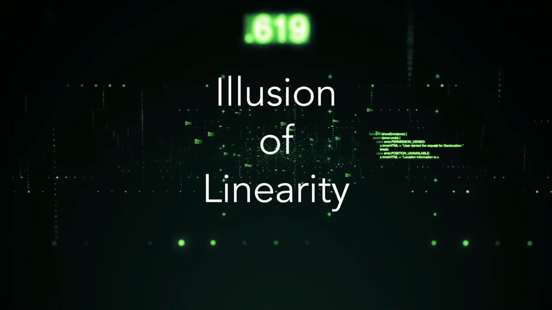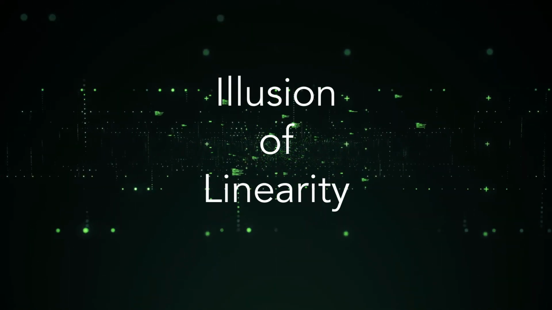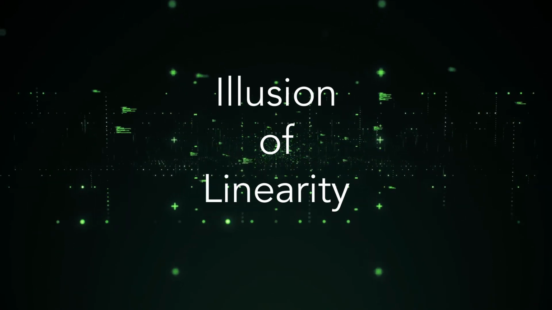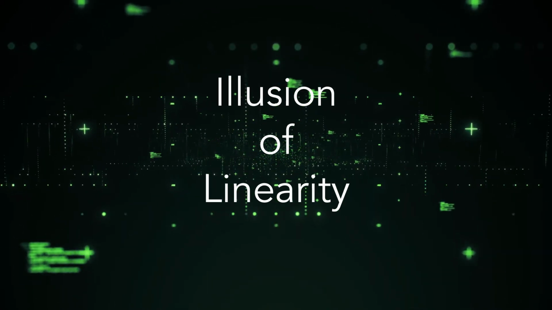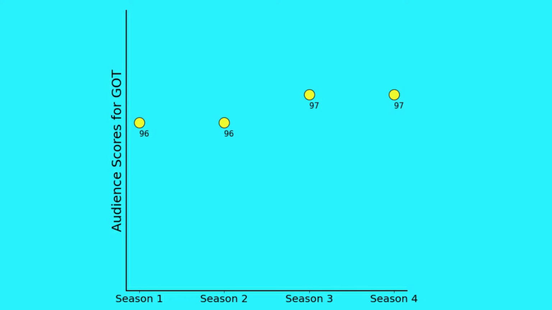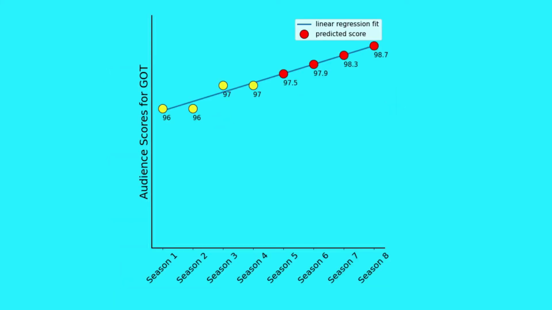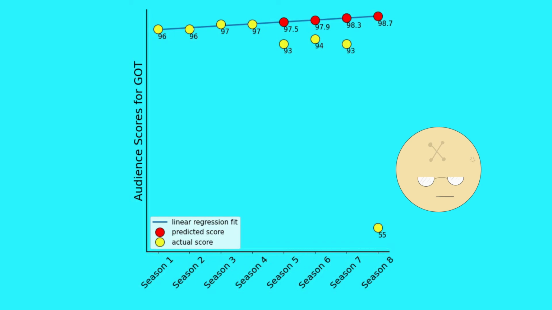Sometimes the relationship between data features might look linear initially, but can be extremely non-linear as new data comes into light. For example, here are the audience scores for the first 4 seasons of Game of Thrones. Based on this data, if you were a naive fan like me in 2014 and wondered what the ratings of the subsequent seasons would be, and used linear regression to predict them, you would get something like this. All 97s and 98s. Oh, my sweet summer child. We all know how this turned out.